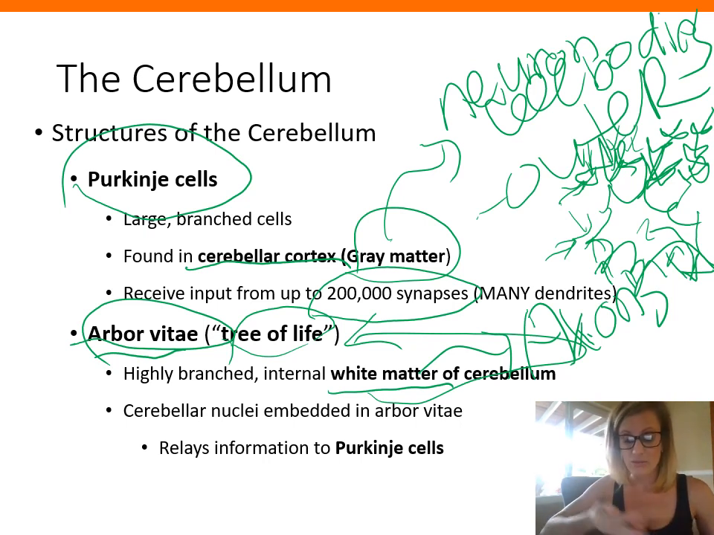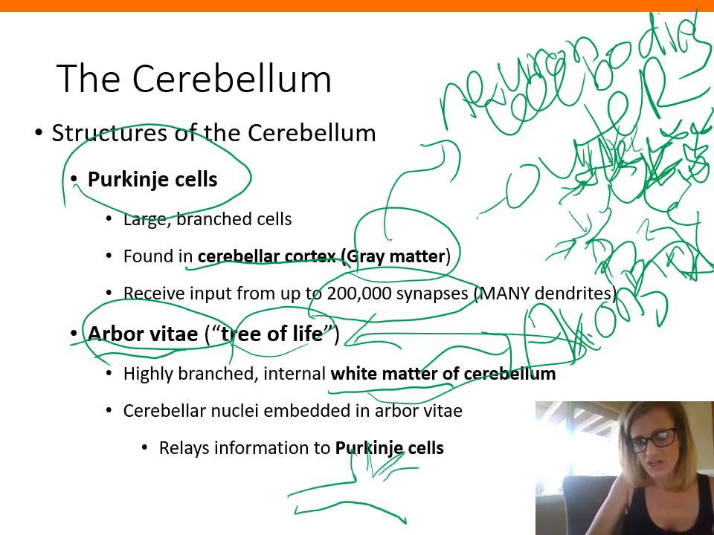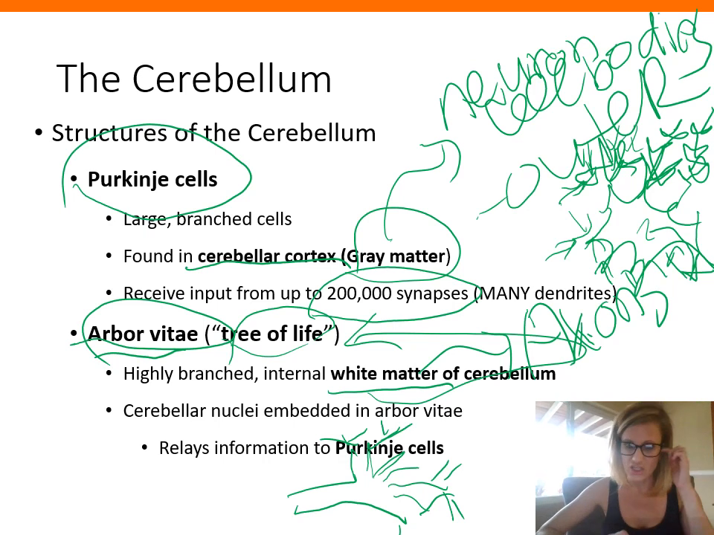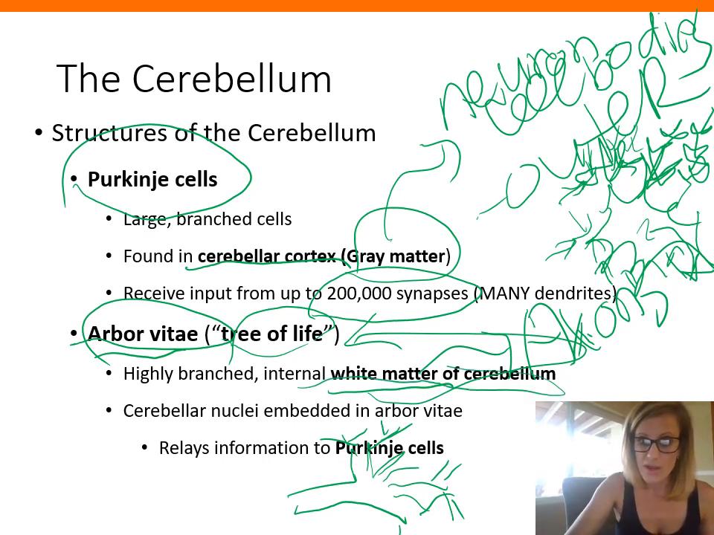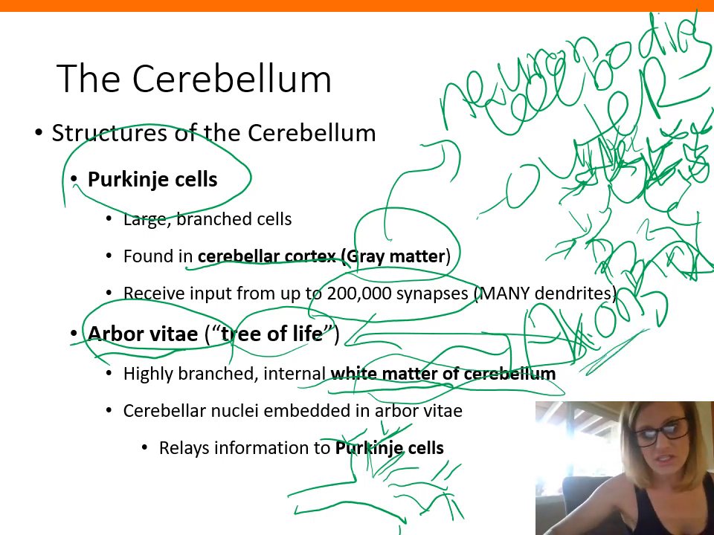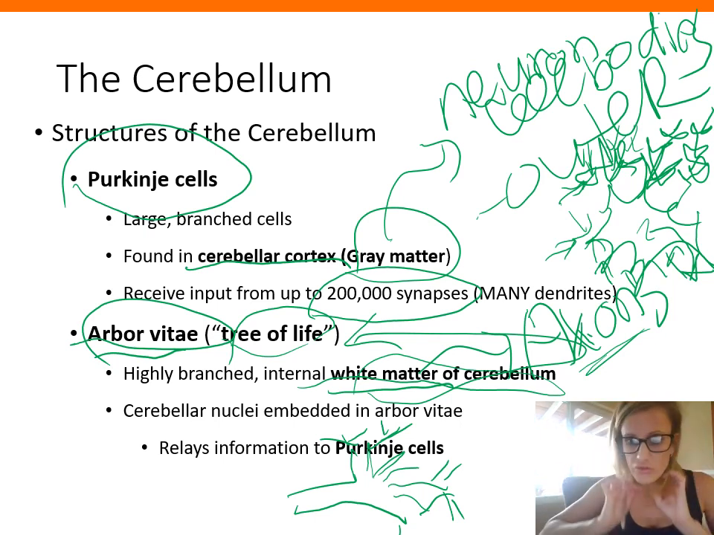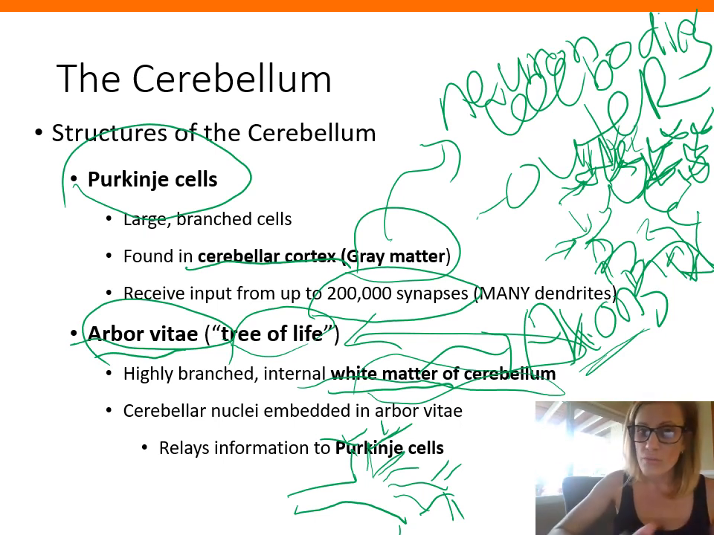It looks just like a tree. When you cut the cerebellum open and look inside it, there's like this white tree with a big trunk going in, and then it branches and it branches out again and again and again, and it ends up looking just like a tree. This is the internal white matter of the cerebellum, where we have axons bringing messages in and out of the cerebellum. This white matter of the arbor vitae relays information to and from the Purkinje cells.